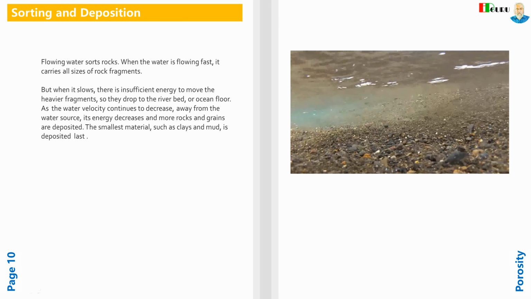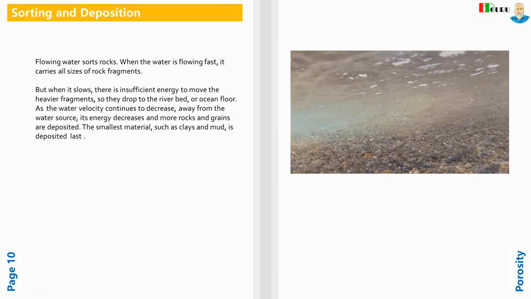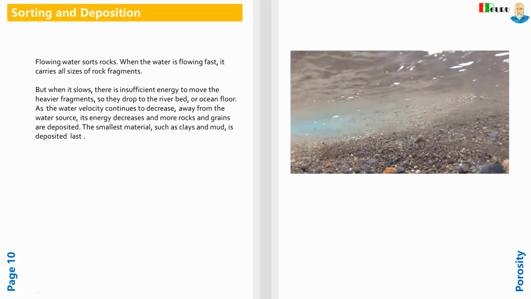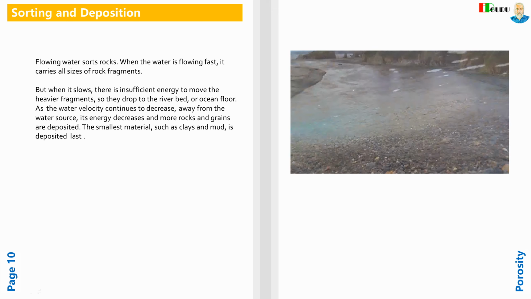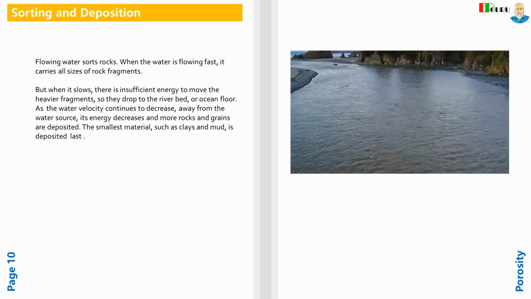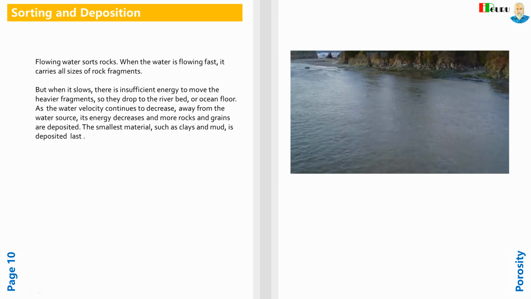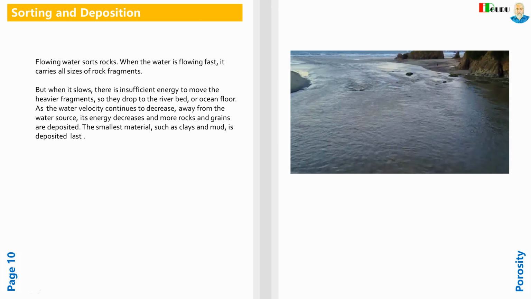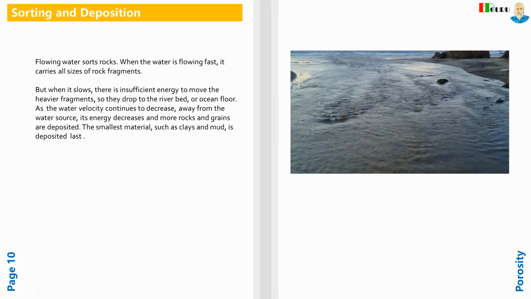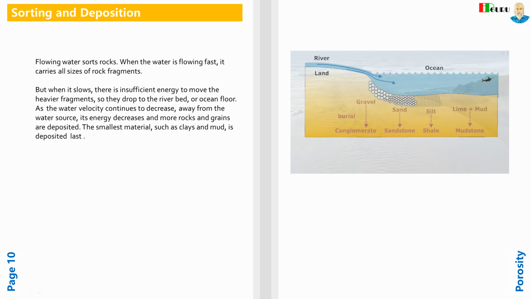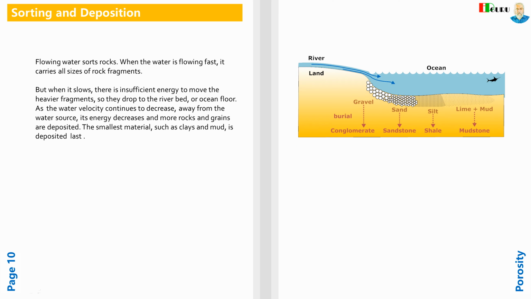Flowing water sorts rocks. When the water is flowing fast, it carries all sizes of rock fragments. But when it slows, there is insufficient energy to move the heavier fragments, so they drop to the river bed or ocean floor. As the water velocity continues to decrease away from the water source, its energy decreases and more rocks and grains are deposited. The smallest material, such as clays and mud, is deposited last.